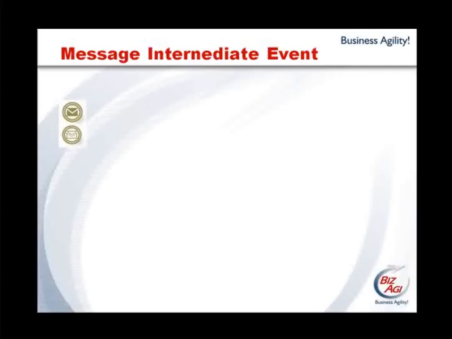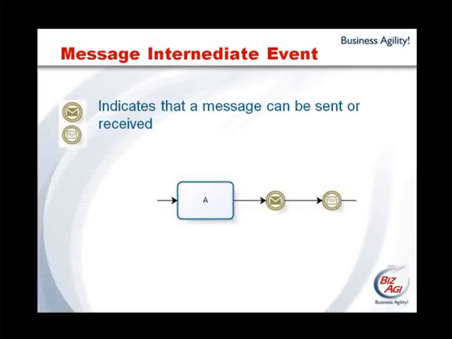The message intermediate event indicates that a message can be sent or received. A message arrives from another process, or a message sends to another process. If the message is sent by the process, then the icon on the inside of the shape is shown filled. If the message intermediate event is of reception, it indicates that the process has to wait until the message has been received and the icon on the inside of the event is empty.